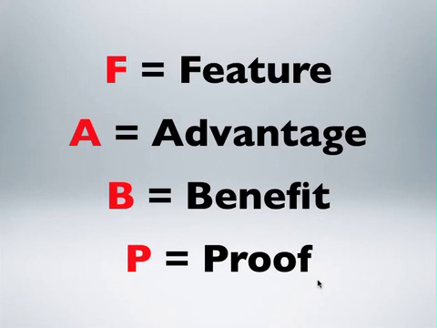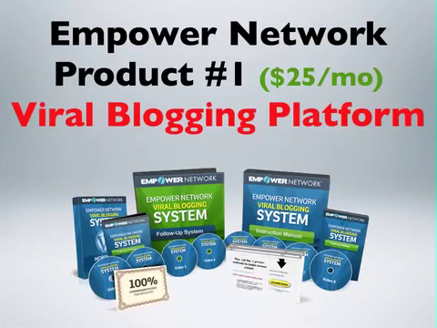If you remember nothing else from this post and from each of the product reviews, try to make a note of the proof statements for each product, and they will help you make your decision to join Empower Network a lot easier. Okay? So with that being said, let's move right into the Empower Network first product, which is called the Viral Blogging Platform. Now this is available to you for $25 per month. It's a monthly recurring payment that you make to get a hold of the Viral Blogging Platform.